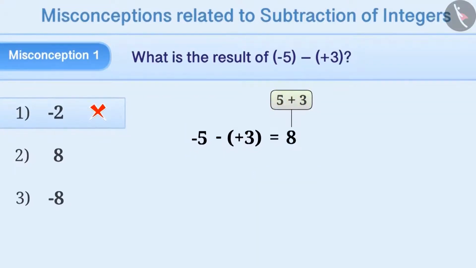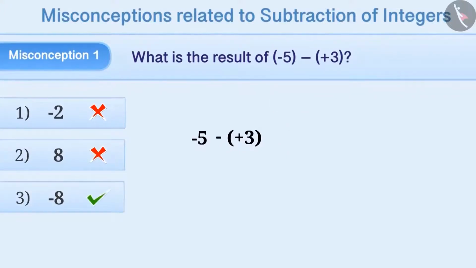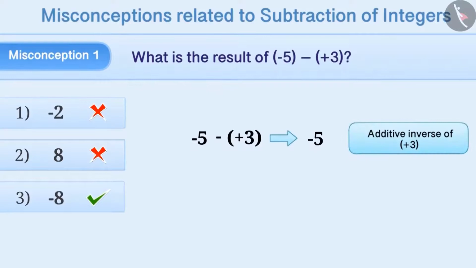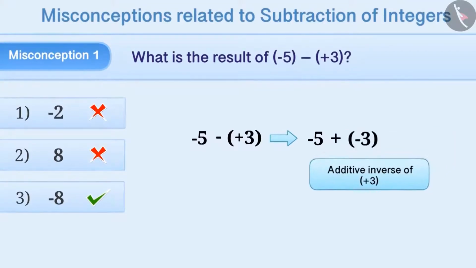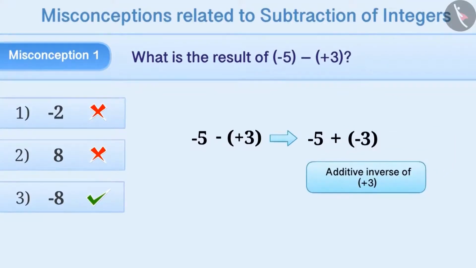Sometimes 5 and 3 are added, but the negative sign is ignored. Because of this, option 2 may be chosen, which is also incorrect. The correct answer is option 3, that is -8. Because subtracting +3 from -5 means adding the additive inverse of +3 to -5. Thus, the additive inverse of +3 is -3. Therefore, the result obtained by adding -3 to -5 is -8.